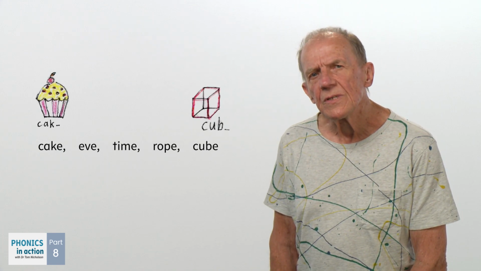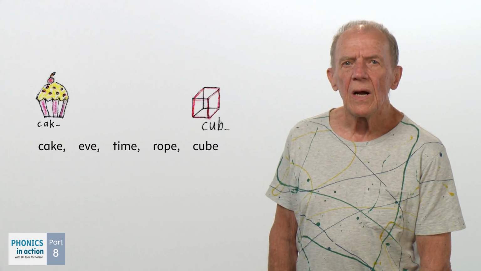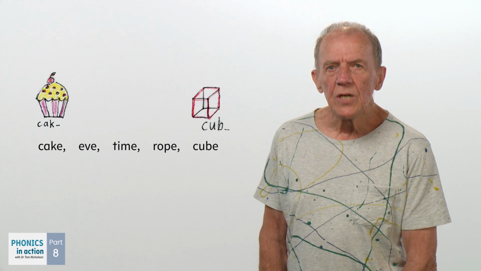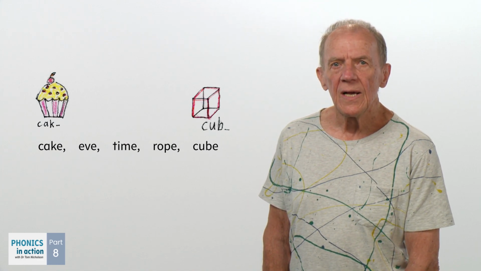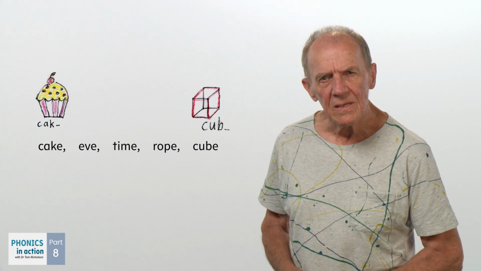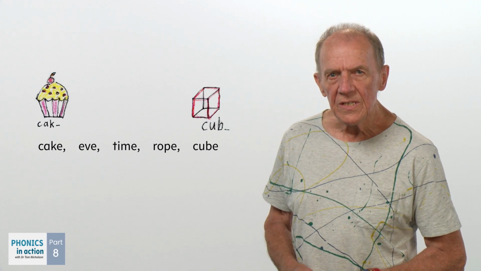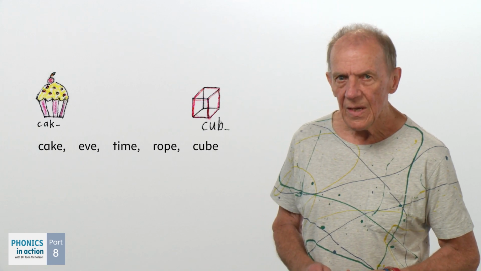So look at these words. Do you notice anything special about them? I'll read them. Cake, Eve, time, rope, cube. That's it. The words all have an E at the end. Do you know why? Well, the final E signals that that first vowel has its long sound. And that's the split digraph rule.